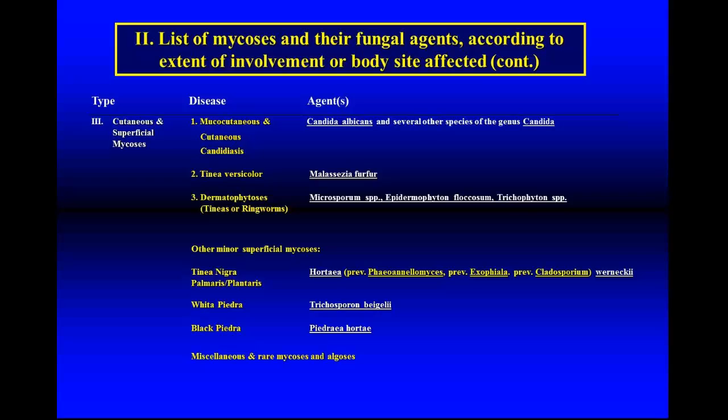The little ones that I'm not going to cover, other than just mention them here, are the Tinea nigra palmaris or plantaris, which in my lifetime has changed names four times. It is called now Hortaea werneckii, but for your boards, at one point it was called Cladosporium werneckii, then Exophiala werneckii, then Phaeoannellomyces werneckii, now Hortaea werneckii, just to keep the taxonomists employed.